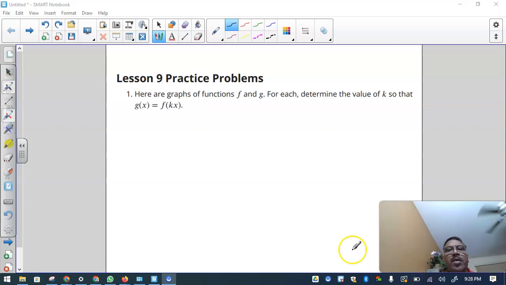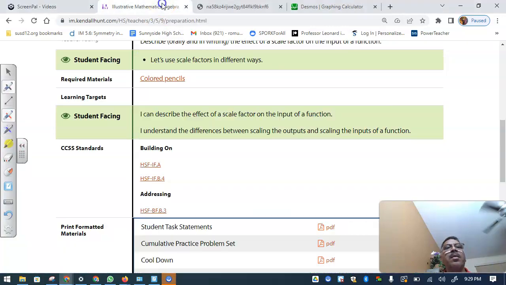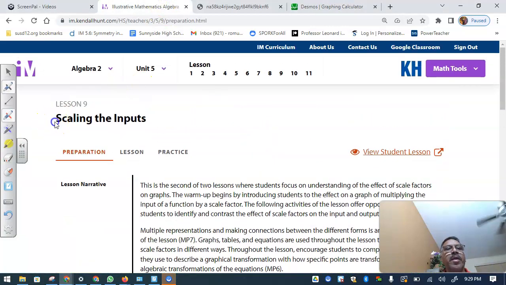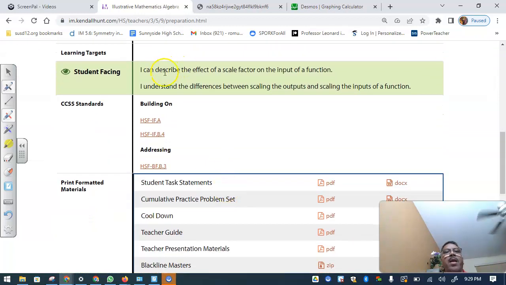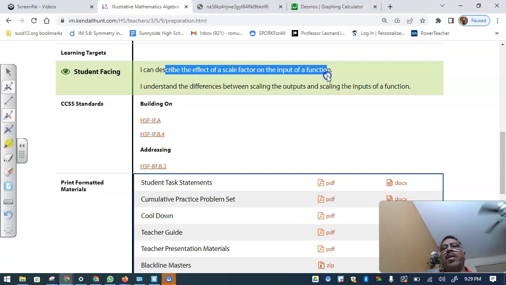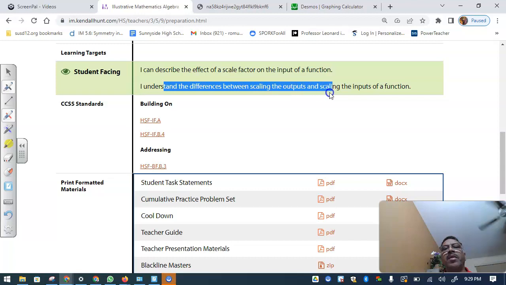Okay, hello students. Here I'm working on Unit 5. This is scaling the input, lesson number 9, Unit 5, Algebra 2. So the goal of this lesson is: I can describe the effect of a scale factor on the input of a function, and I understand the difference between scaling the outputs and scaling the inputs.